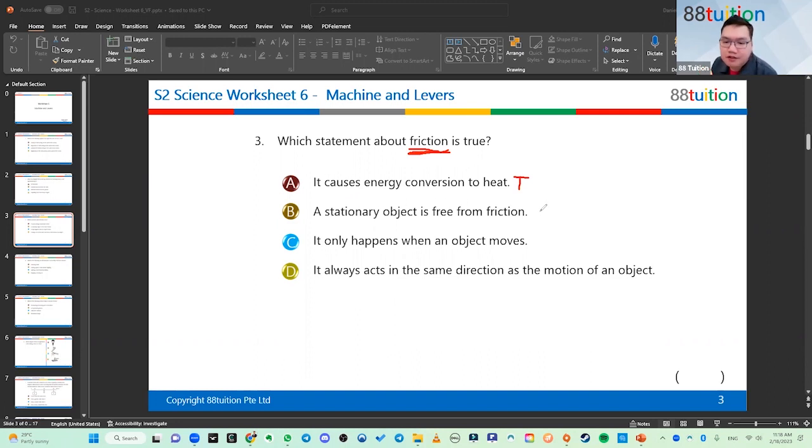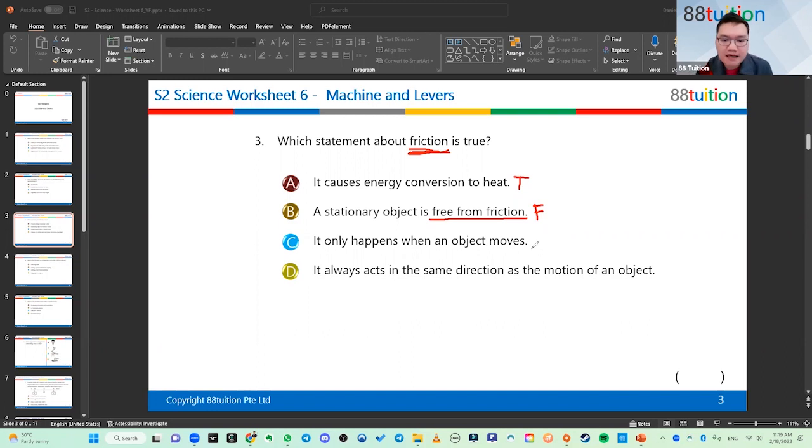Stationary object is free from friction. Is it true? In fact, the words free from friction sound very sweeping. Free from friction is actually false. A stationary object can still experience friction. Before it even moves, you can have friction stopping the object from moving. So an object that is stationary is not free from friction.